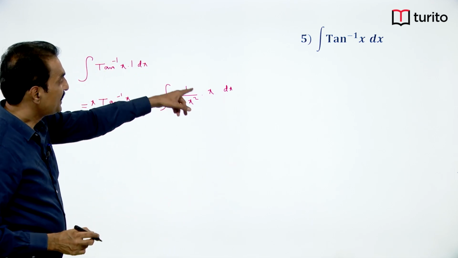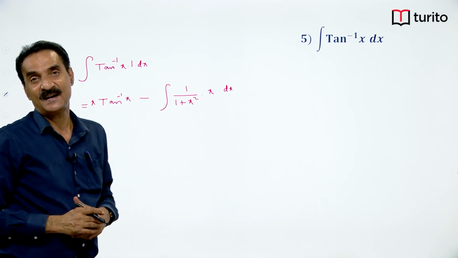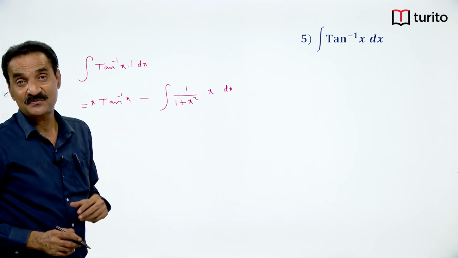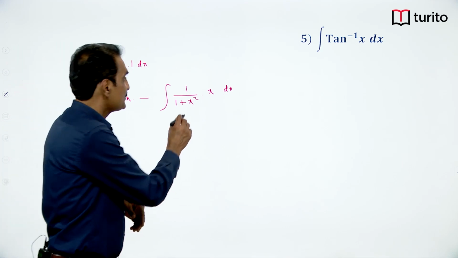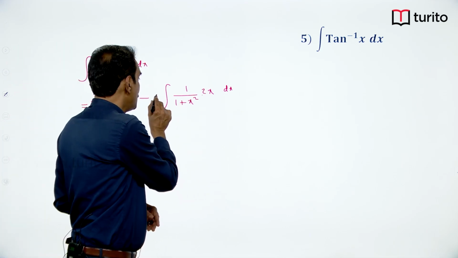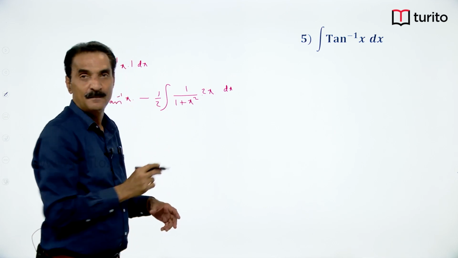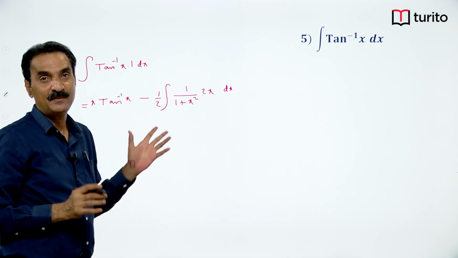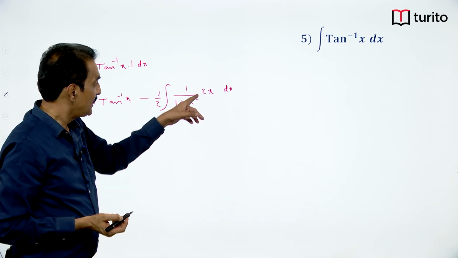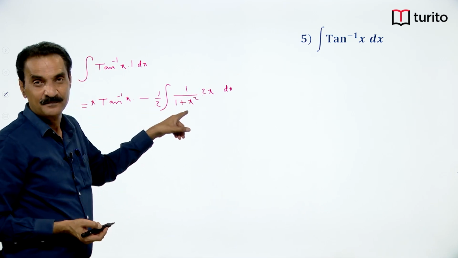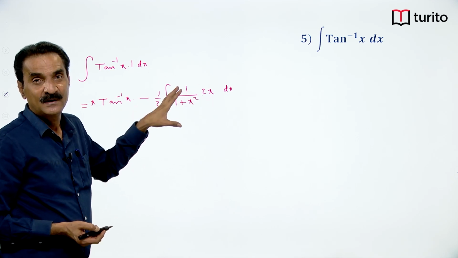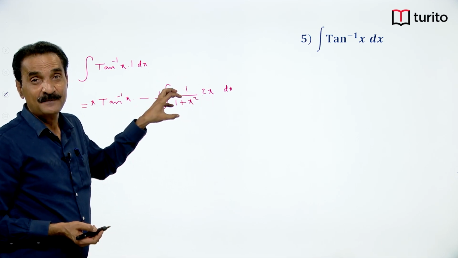Now, how to integrate x by 1 plus x square? Derivative of 1 plus x square is 2x. So, multiply by 2 and divide by 2. We can multiply inside and divide outside because 2 is a constant. Now, what is it? f dash x by f x. Derivative of 1 plus x square is 2x. What is the integral of f dash x by f x?